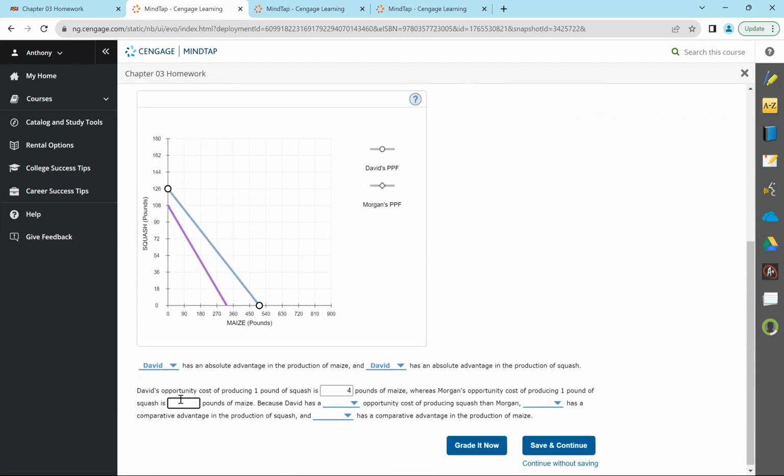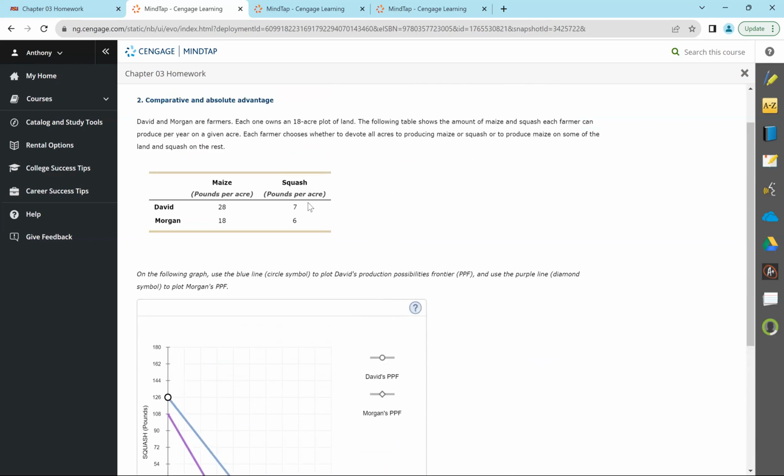And this is the important part of this course: even if the United States has an absolute advantage in everything that it does, there's always other countries that have a comparative advantage for them. And that's always the case. Because David has a higher opportunity cost of producing squash than Morgan, Morgan has a comparative advantage. So David is giving up more.